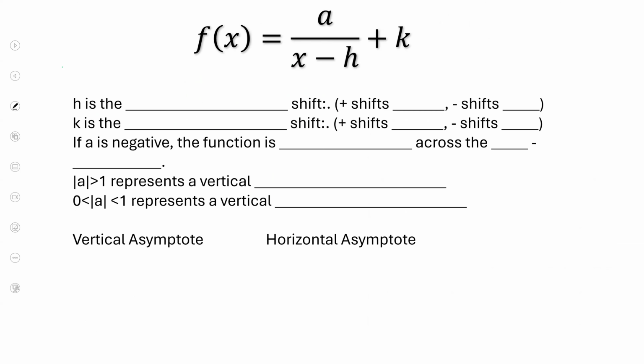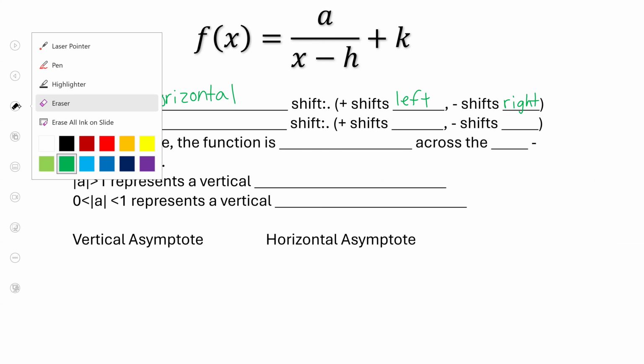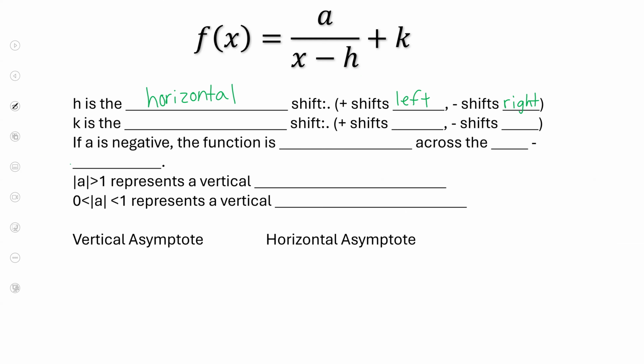What do you think goes in the first blank? What does this do? Yes, horizontal shift. So if you have a plus sign right here, that means which way does it go? Left. And if you have a minus sign in there, it will go to the right. Okay, we talked about h. And in parentheses, your h value, or draw an arrow to the h, that tells you your vertical asymptote.